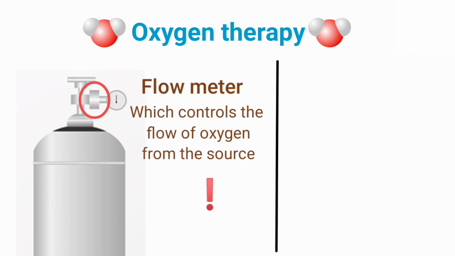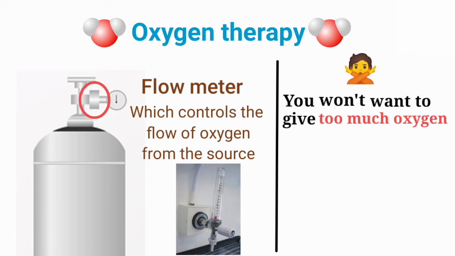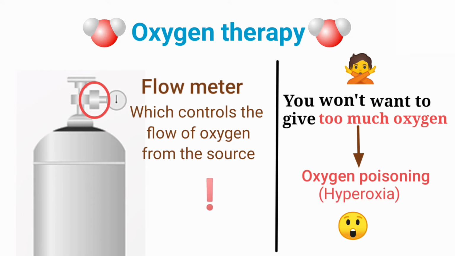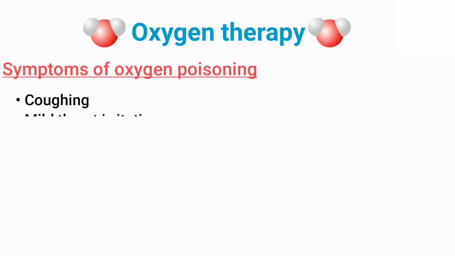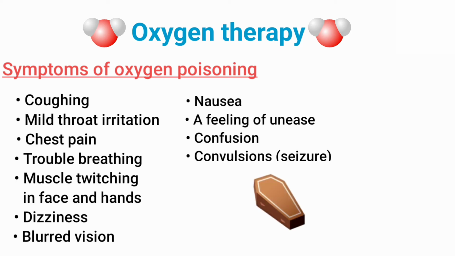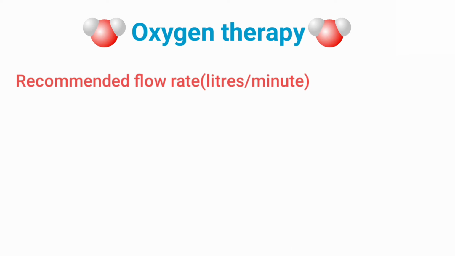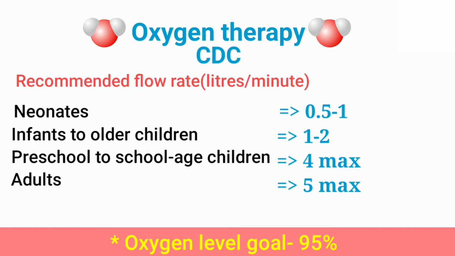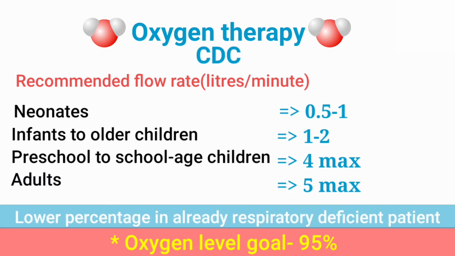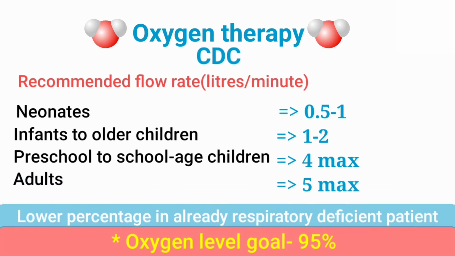This is important because you won't want to give too much oxygen to an individual, because that will literally cause oxygen poisoning or hyperoxia. Here are the symptoms of oxygen poisoning, which can even lead to death. So be careful with your measurements. Speaking of which, this is the recommended level by the CDC for the flow rate, which is given in liters per minute. And the goal is to get around 95% oxygen saturation, or lower in respiratory deficient patients, respectively.